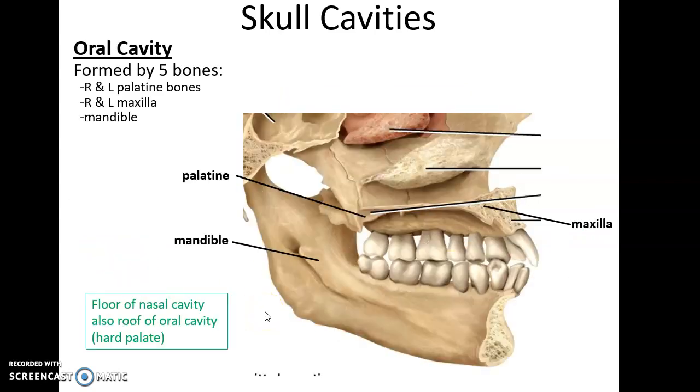The oral cavity is made up by 3 bones: the mandible, the maxilla, and the palatine bones, and of course lots of other tissue. The hard palate is composed of the palatine bone in the posterior region and the maxilla in the anterior region, and that is the same as the floor of the nasal cavity.